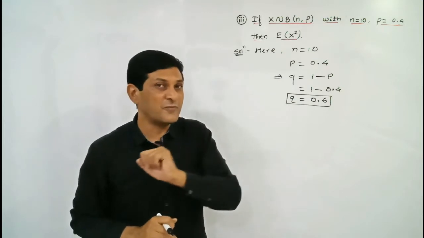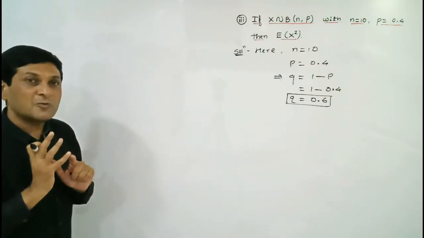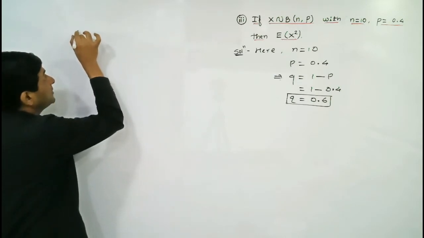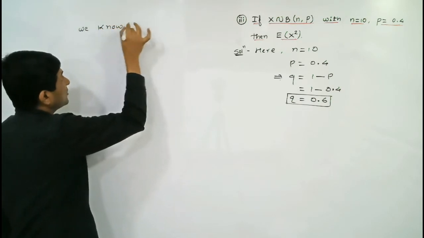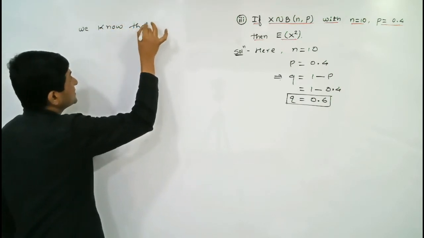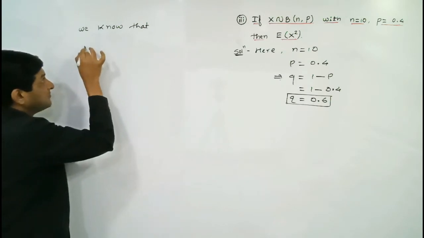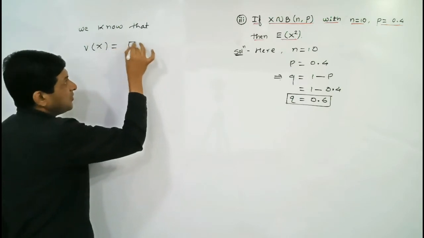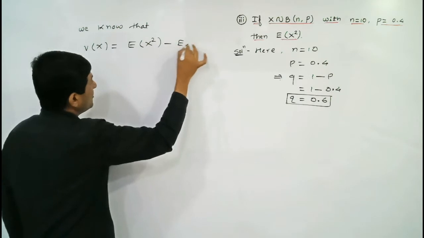Value of E of X square. Now to find out value of E of X square, we will require what? Variance and E of X. Why? Because we know the formula to find out variance, which we have studied in probability distribution, that variance of random variable X will be equal to E of X square minus square of E of X.